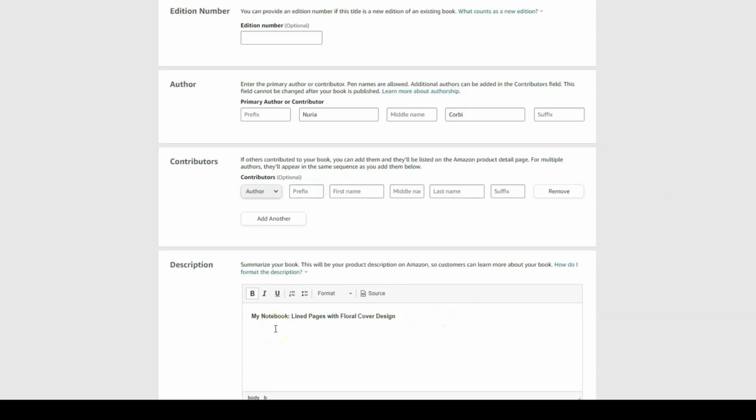So that's my first line, and then I just write a little bit about my notebook. So you can really use your imagination here and write something about the notebook. So you can say a delightful companion for your thoughts and ideas. I'm just going to write something and speed this up, so then we can talk about how you can write a description afterwards.